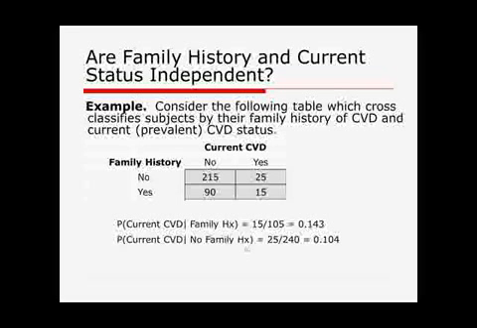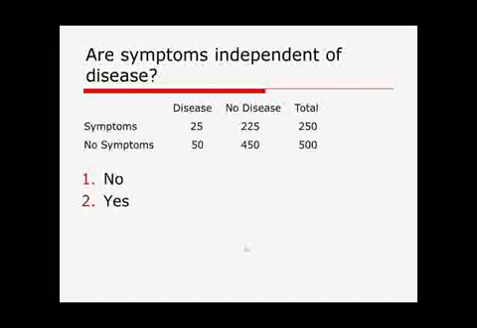So now the question is, is family history independent of current status? And the answer here would be no, your family history actually matters. If you don't have a family history, there's a 10% probability that you yourself have CVD. If you do, that's actually increased up to 14%. So this would be an example where family history and current CVD are not independent. How about this one? Are symptoms independent of disease?